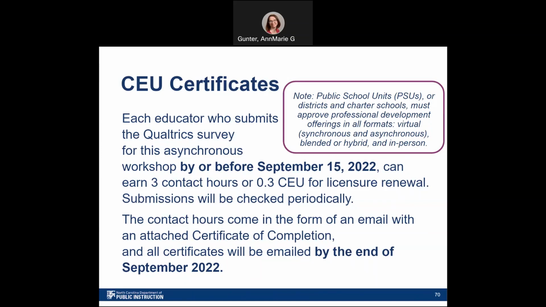And as always, just like we said at the beginning, be sure that you've checked with your PSU, your district or charter school, about approving professional development offerings in any format you take them.